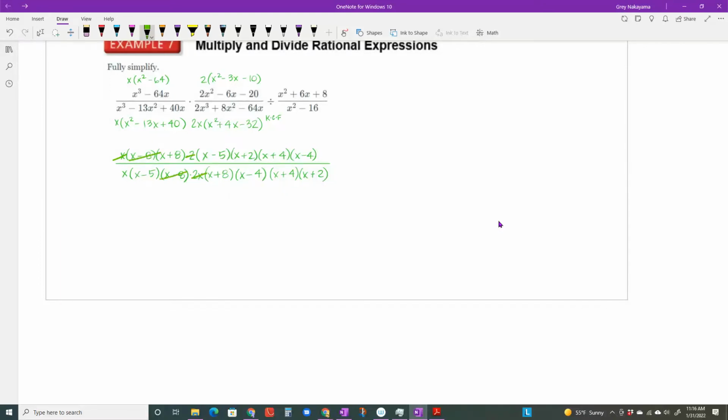x minus 8, x plus 8, x minus 5, x plus 2, x plus 4, x minus 4. What do I have left? It looks like I only have this guy right here left. So my answer is, all right, y'all, this is a common mistake. That x is in the bottom. He has to stay in the bottom. So keep that in mind. Your answer is 1 over x. And that is all. Thank you so much for watching. And y'all have a great day.